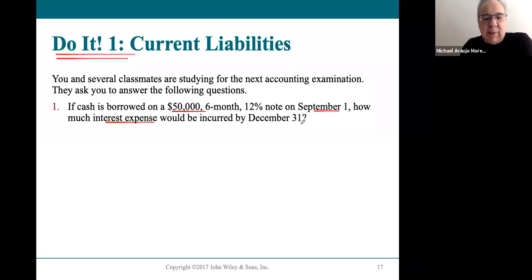How much interest would be expensed by the end of the calendar year, assuming they use that as a fiscal year? Well, they have September, October, November, and December. Interest is going to be expensed for that particular year and paid in the following. So $50,000 is the note times 12%. This is an annual rate, so all 12 months. We're only looking at it for the 4 months of the 12, September, October, November, December. $2,000 of interest is going to be expensed in this fiscal year.